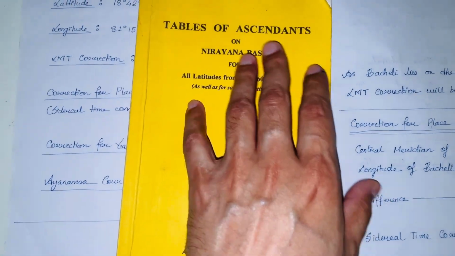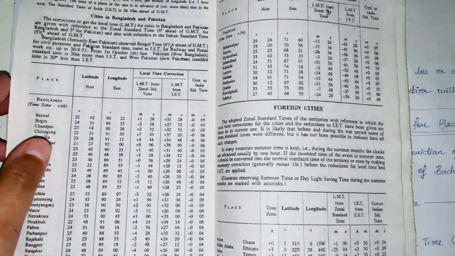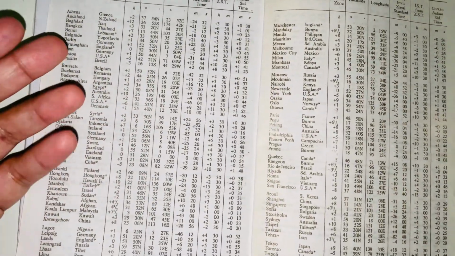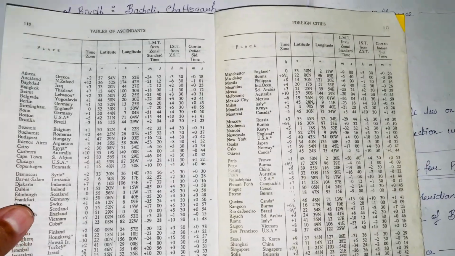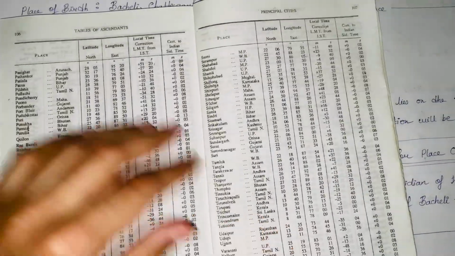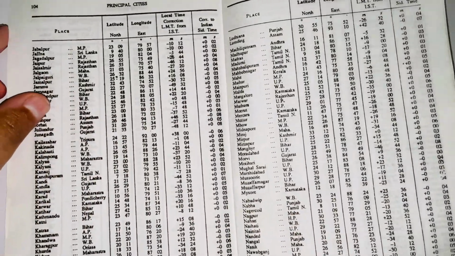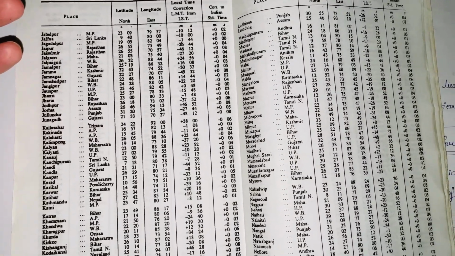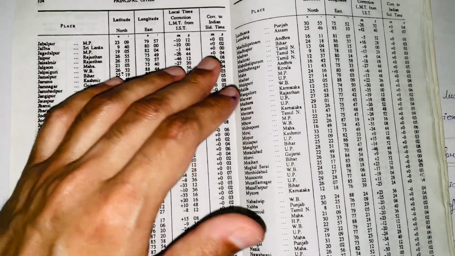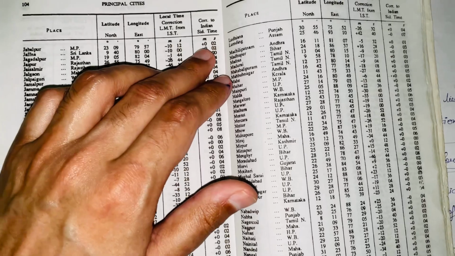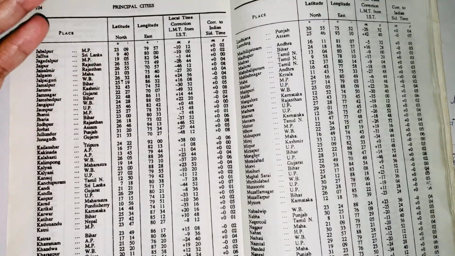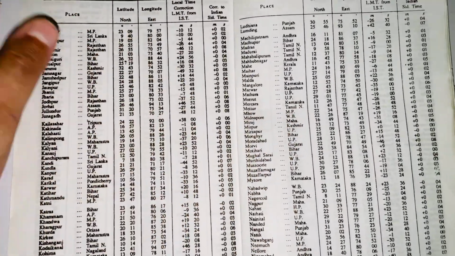Now I had already discussed that we use the table of ascendant if we want to find out, for a particular place, the latitude, the longitude, the local LMT correction, or the local time correction, LMT from IST correction, and we also get the value of the correction to the Indian sidereal time, which is the correction for the place. We had been picking up the values from the table of ascendant, but now here is the situation.